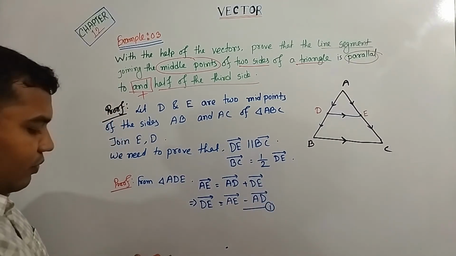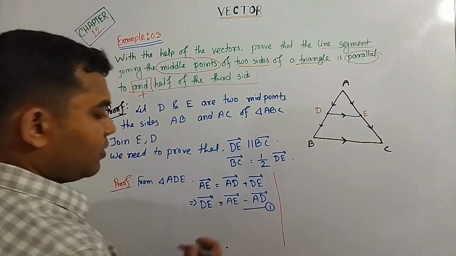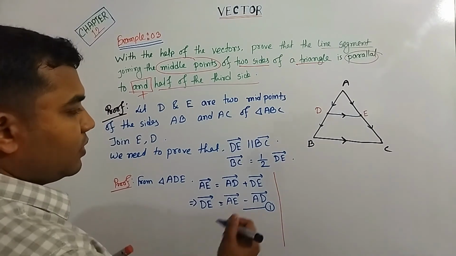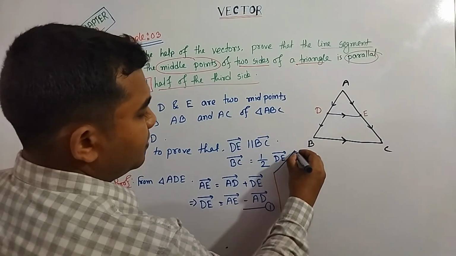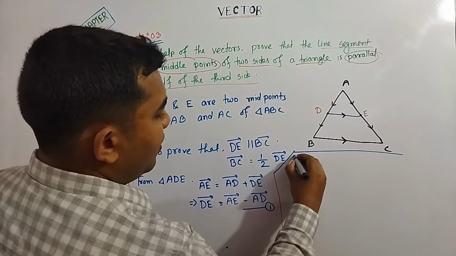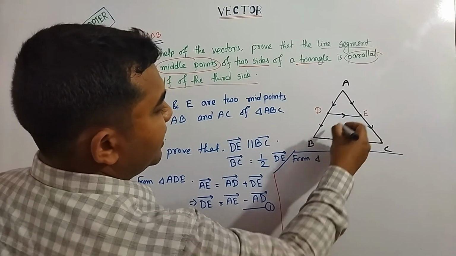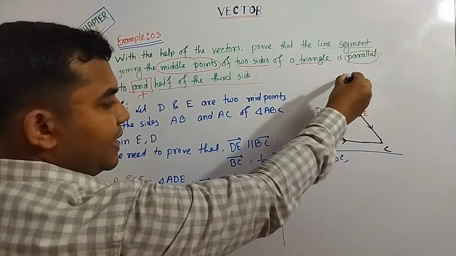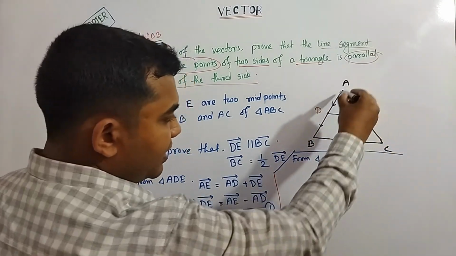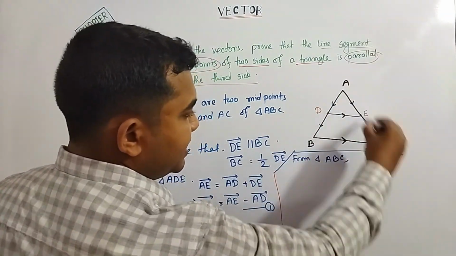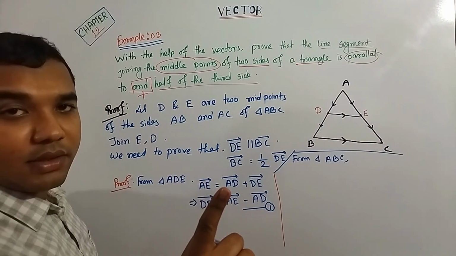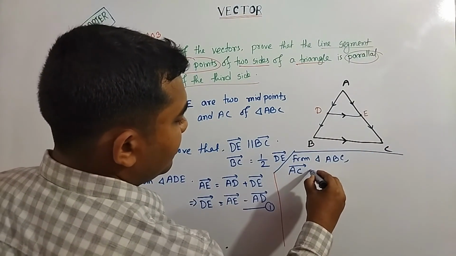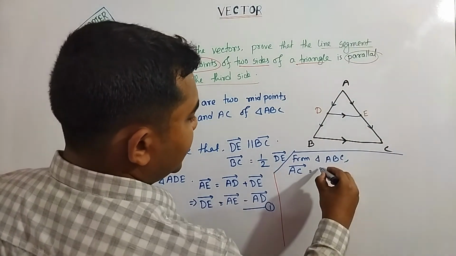Now we will work on the total triangle. From triangle ABC, what can we write here? AB, BC go this way, that way, and it is restricted. So what should we write? Exactly, AC equals AB plus BC.